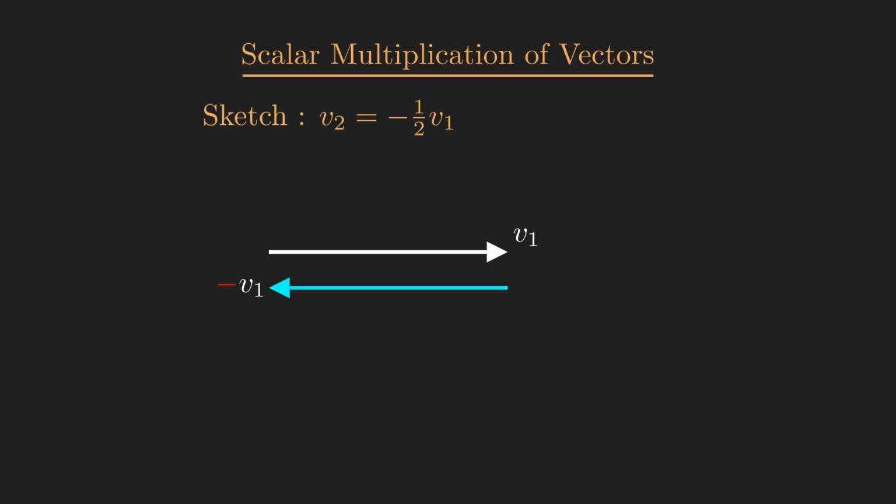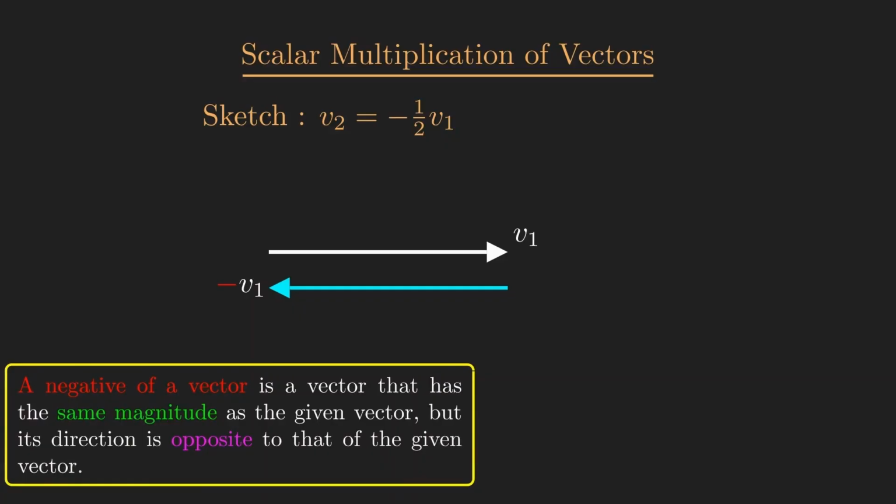The minus means that you get a vector that has the same magnitude as v1, but its direction is opposite to v1. So the negative of the vector v1 is minus v1. I'm going to write that down there. The definition is: the negative of a vector is a vector that has the same magnitude as the given vector, but its direction is opposite to that of the given vector. So the negative of a vector v1 is minus v1.